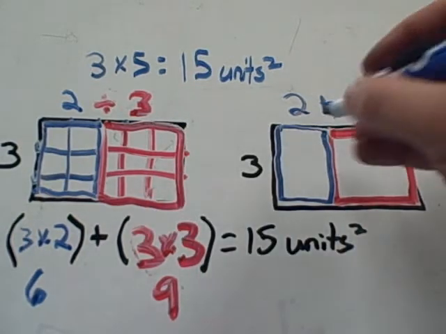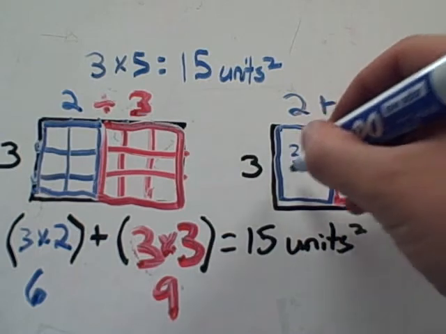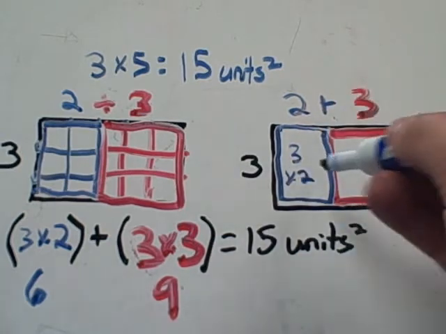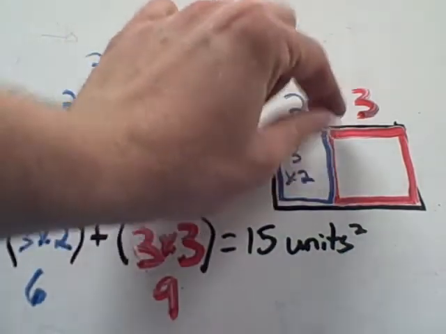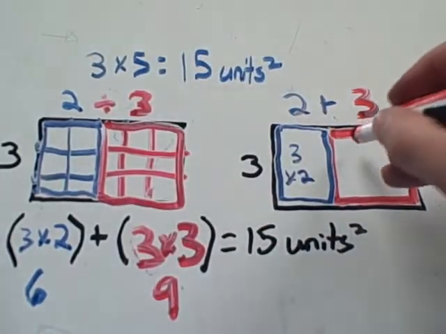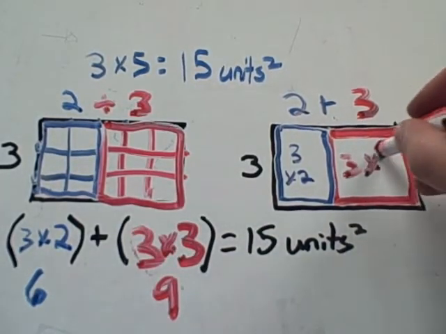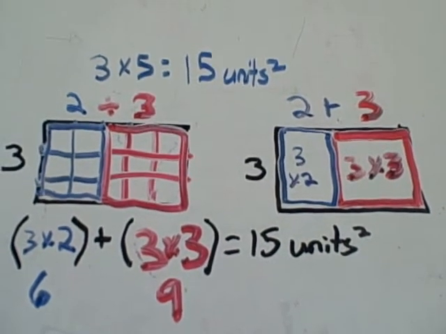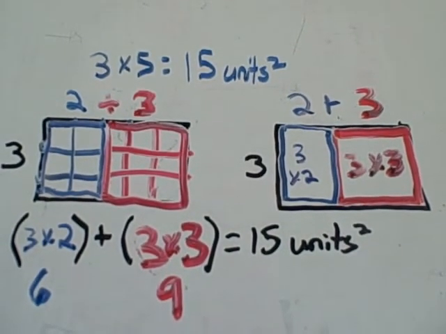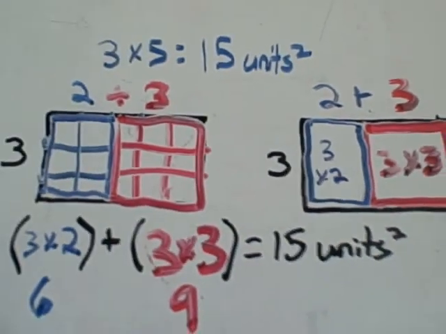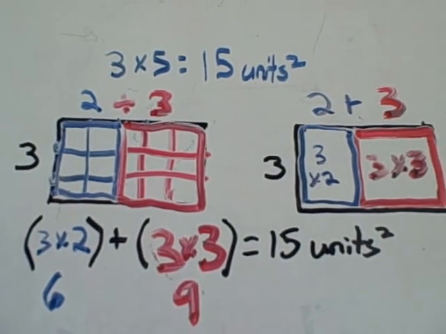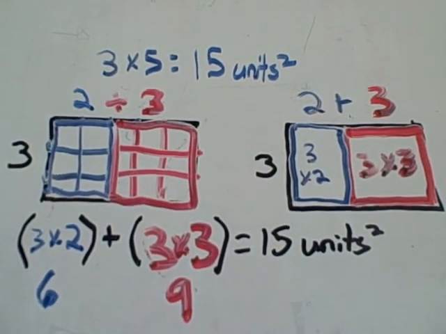3 times 2 is 6, and 3 times 3 is 9. And we still come up with the same answer. So you can write your equation right inside there. And you'll come up with the same answer. So I hope that helps you figure out the area of partitioned rectangles.